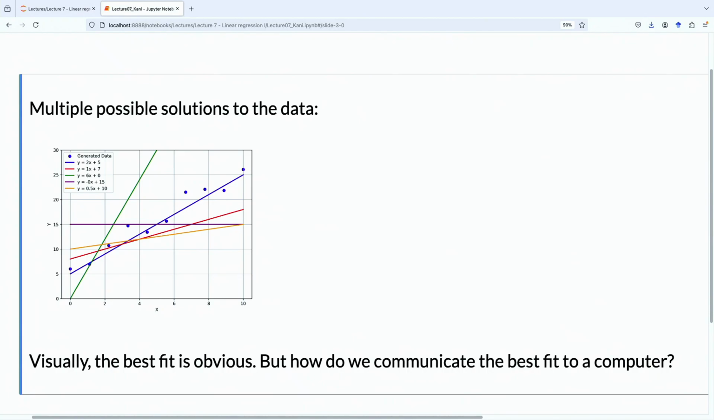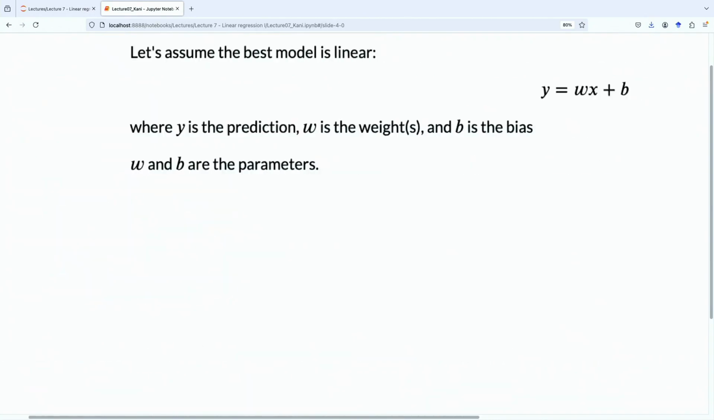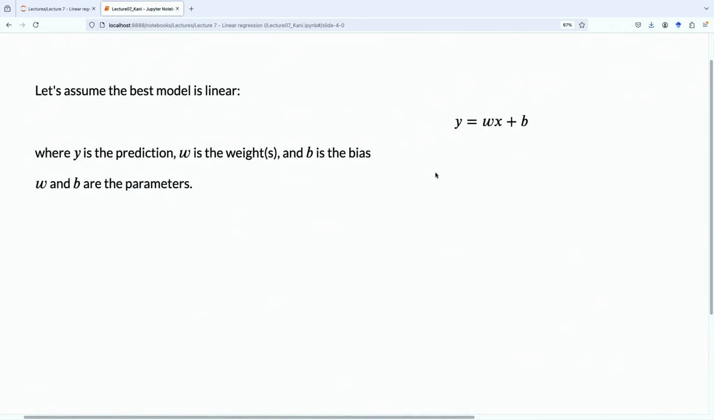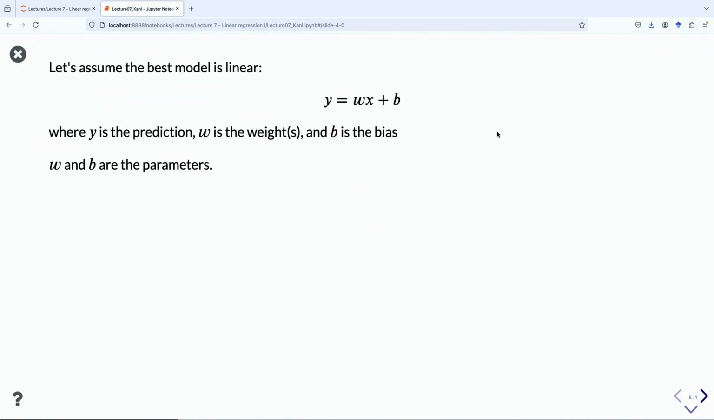But the question is, how do we communicate the best fit to a computer? How do we have the computer find the best fit? So we're assuming a linear model again. I'll zoom in. Assuming a linear model, in this case, y is the prediction, w is the weight or weights, and b is the bias.